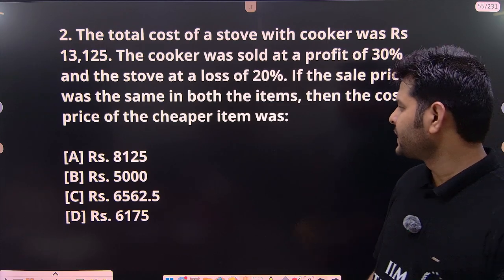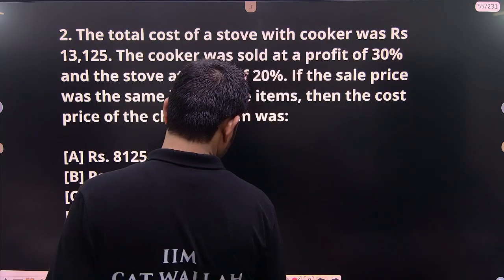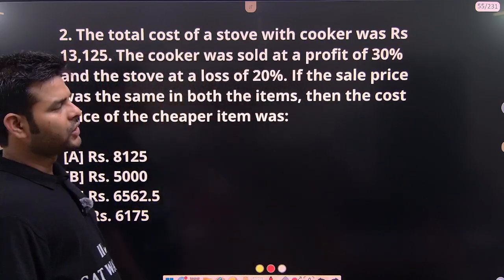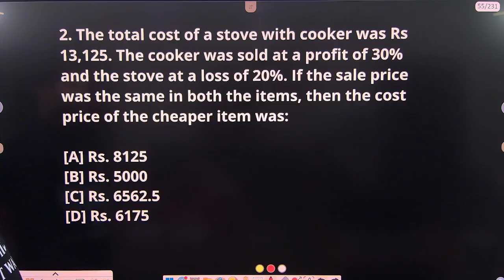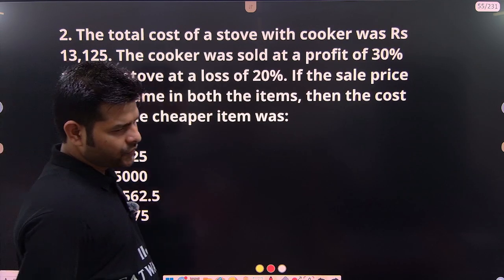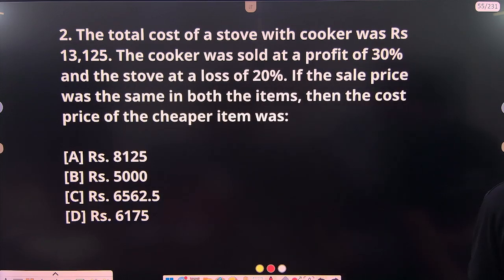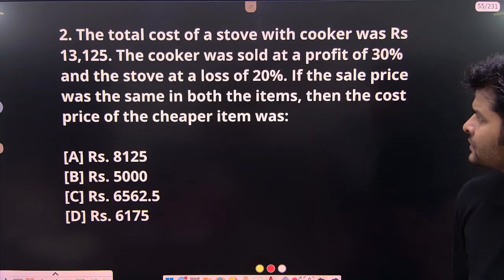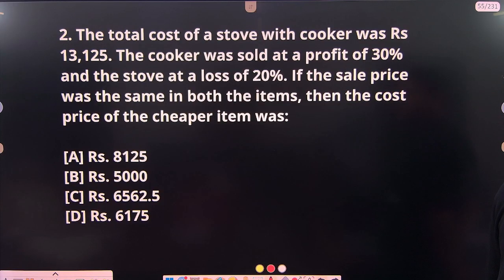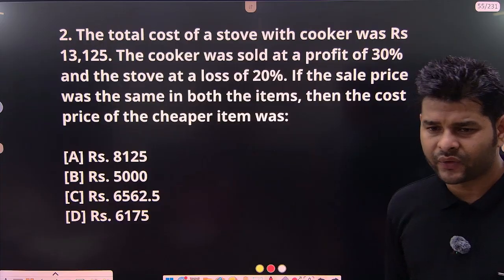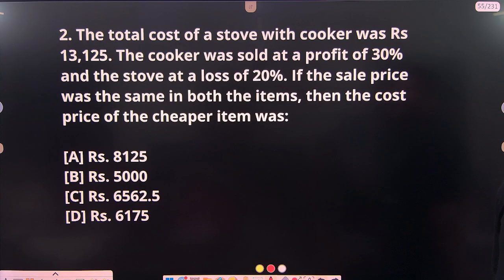So, guys, let's have a look. The same condition you need to fulfill. The total cost of a stove and a cooker was rupees 13,125. This means the combined cost of cooker and stove is 13,125. The cooker was sold at a profit of 30%.